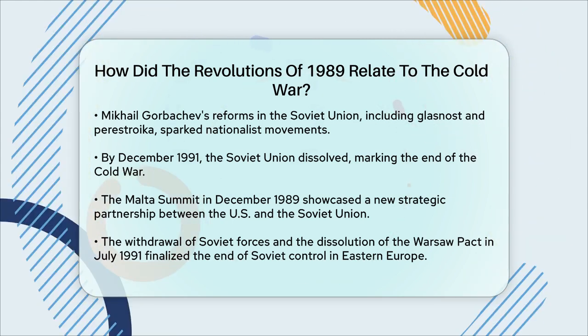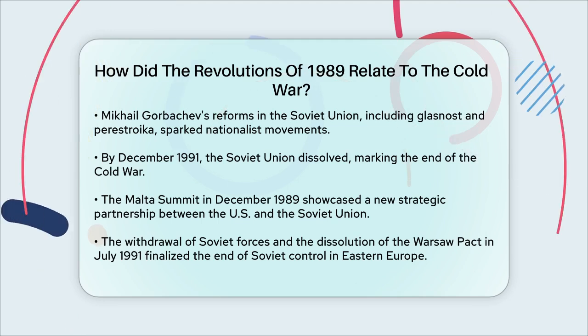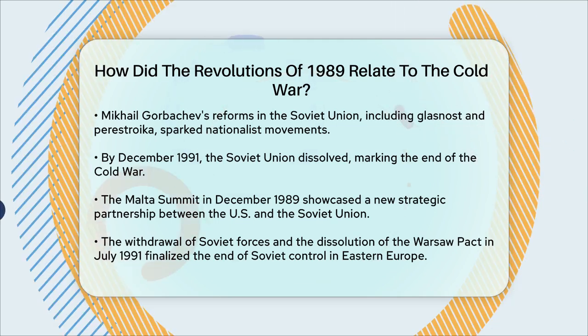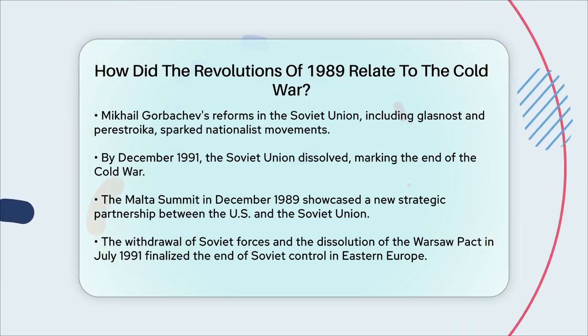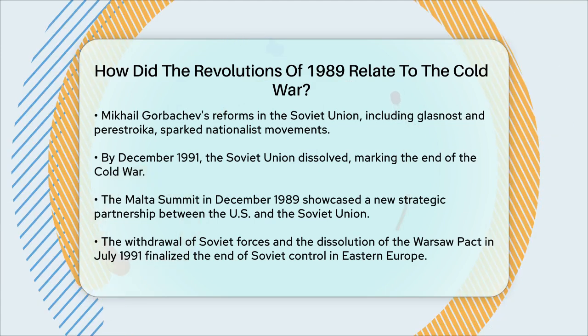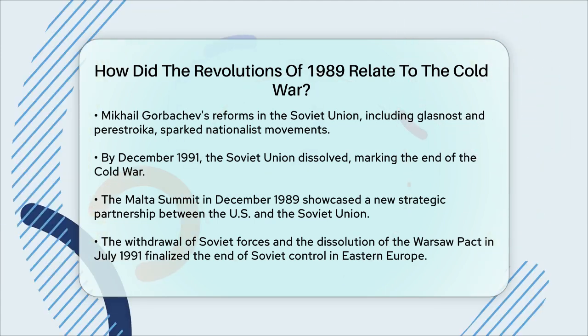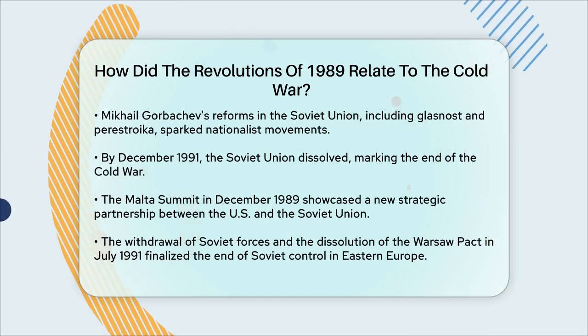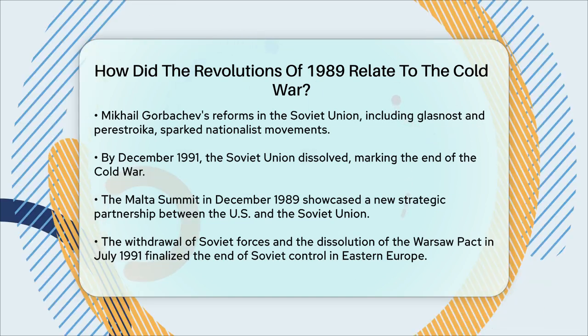In essence, the revolutions of 1989 were a catalyst for the end of the Cold War. They dismantled the communist regimes in Eastern Europe, led to German reunification, and ultimately resulted in the dissolution of the Soviet Union. This period marked a significant shift in global politics, ending the decades-long division between East and West.